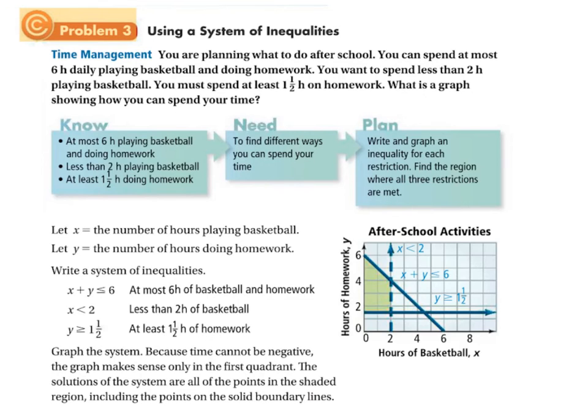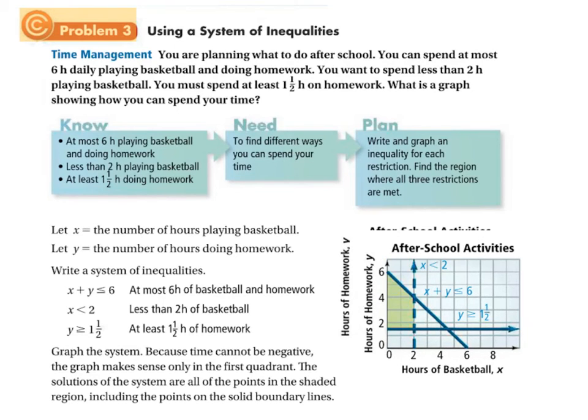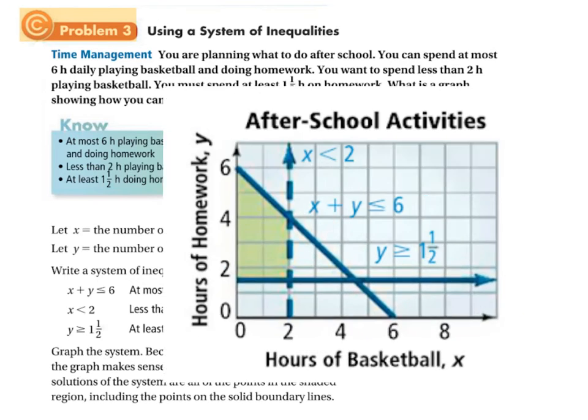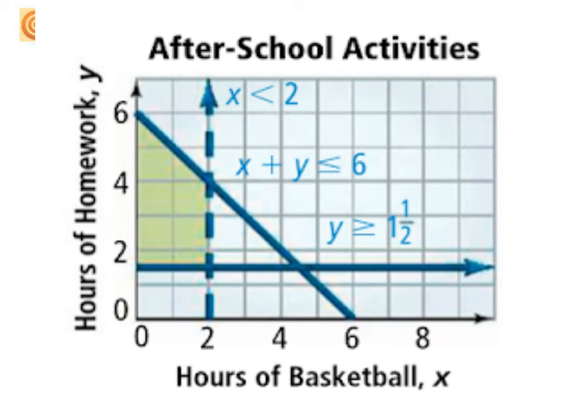Okay, I can actually zoom in on this for you so you can get a closer look. What we're dealing with here is the boundary lines. The number of hours of basketball going this way has got to be no more than 2, but it has to be greater than 0.